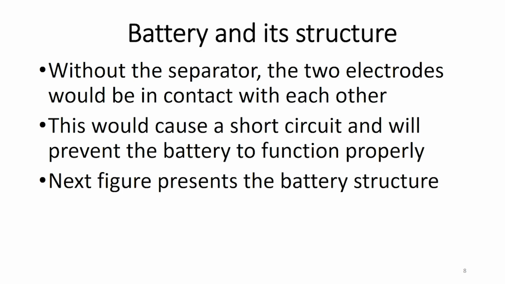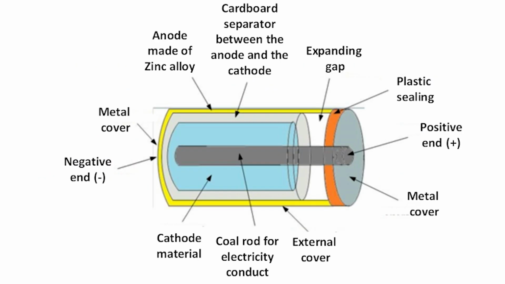The next figure presents the battery structure. We see the battery components. Cathode material is inside the inner of the battery. The anode is a material that is close to the surface of the battery. There's an external cover, and we have the separator between the anode and the cathode. Those are the components of a battery.